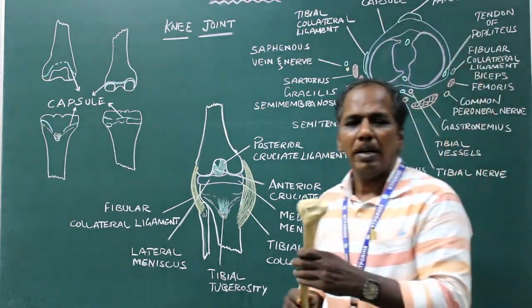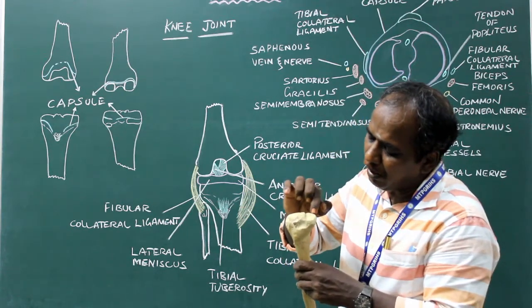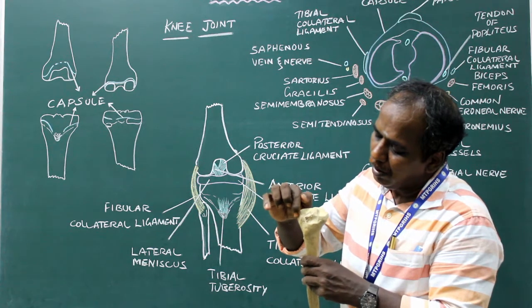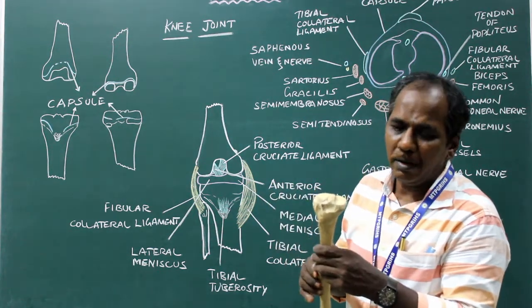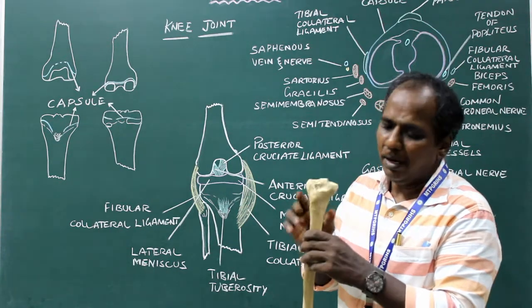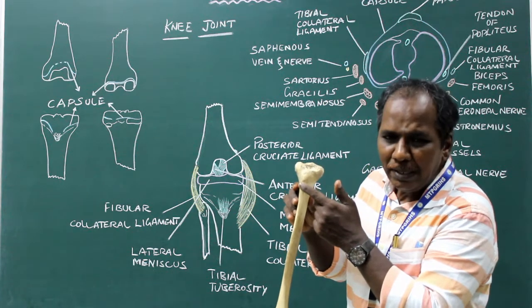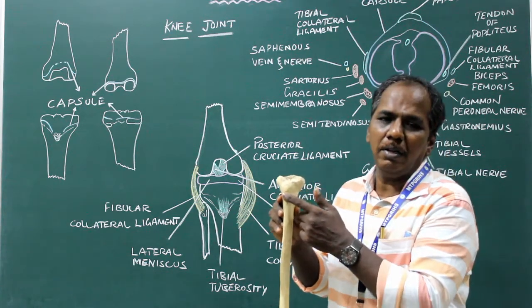Distally, the capsule is attached to the margins of the articular surface of the medial and lateral condyles of the tibia, except anteriorly where the attachment extends to the tibial tuberosity.